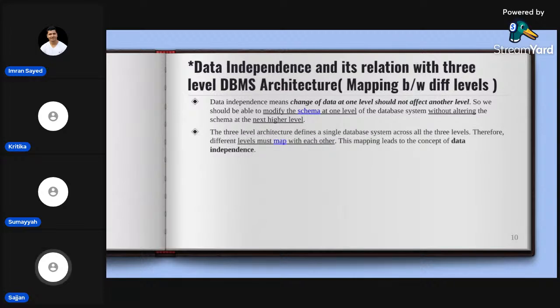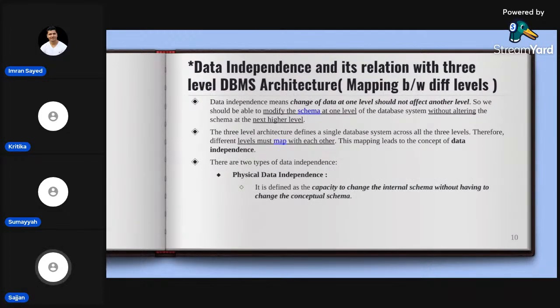The three-level architecture defines a single database system across all three levels. Therefore, different levels must map with each other. This mapping leads to the concept of data independence. There are two types of data independence.